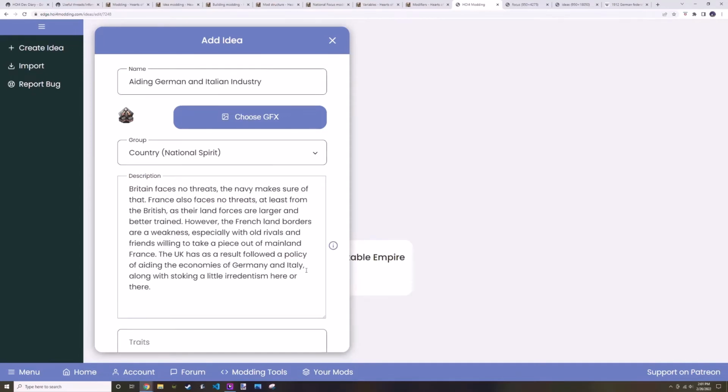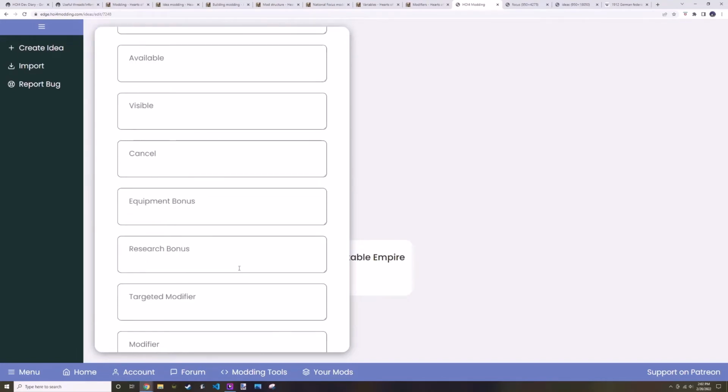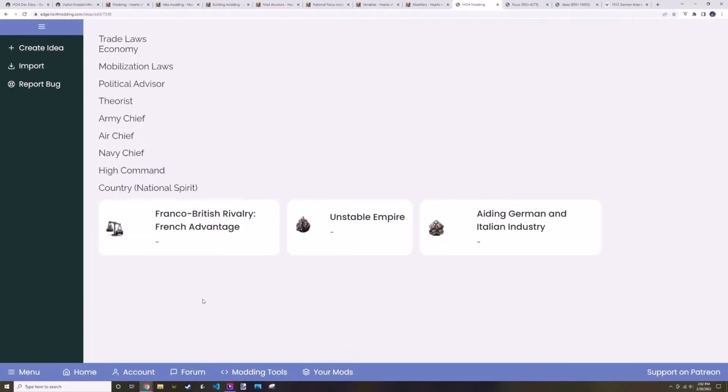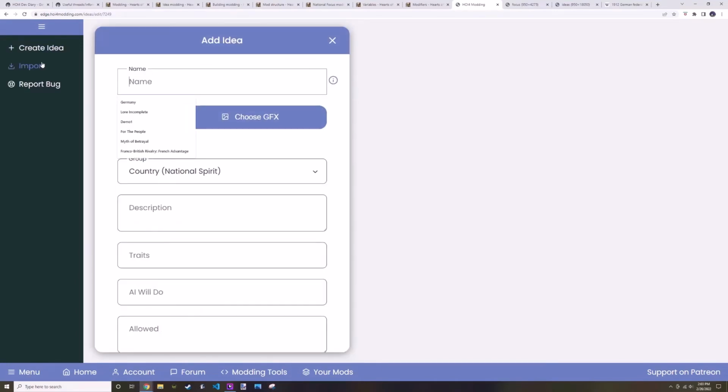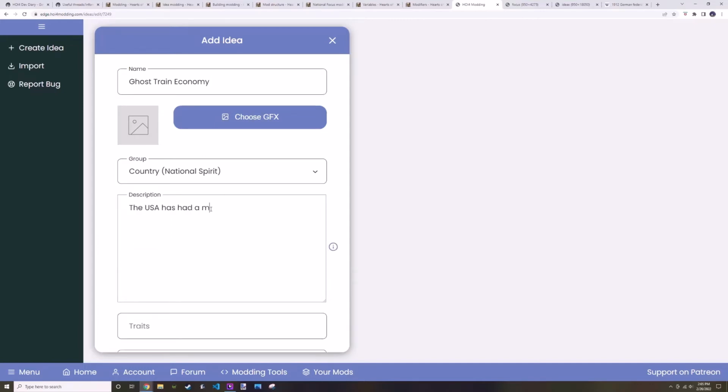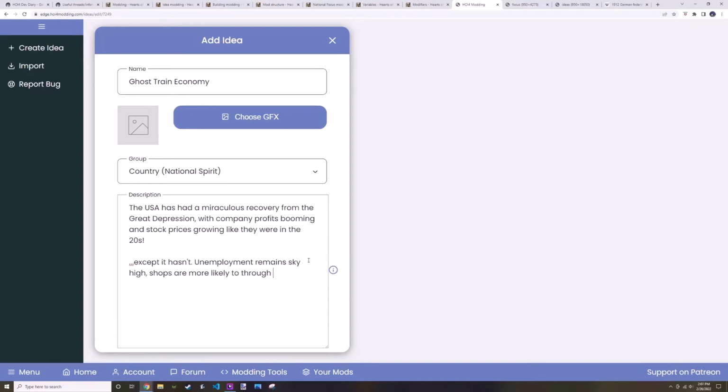Anyway, I did mention that the UK is aiding German industry. They're also doing that for Italy. I haven't actually set much in stone other than the fact that Italy wants to take some territory from France, among other things, Corsica, and probably also the rest of Upper Savoy. I believe that's what it's called.